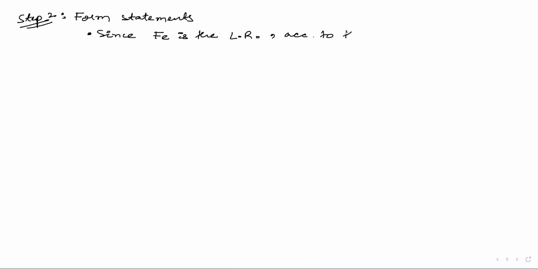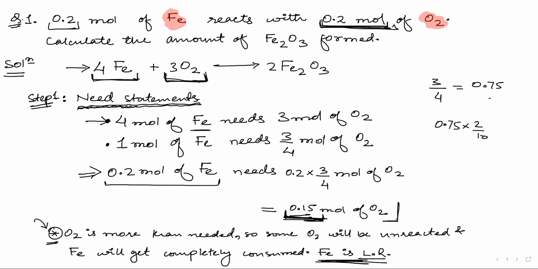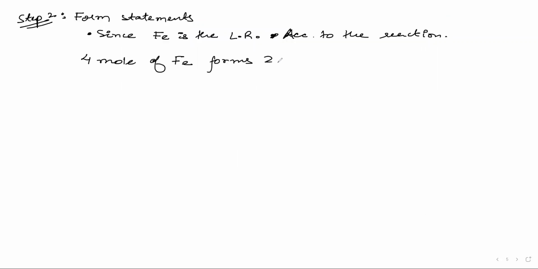according to the reaction. Then I will write a full stop and say, according to the reaction, 4 moles of Fe forms how many moles of Fe2O3? 2 moles of Fe2O3.